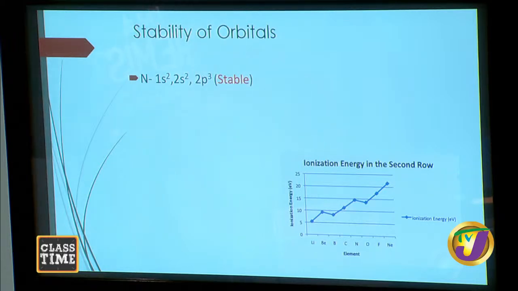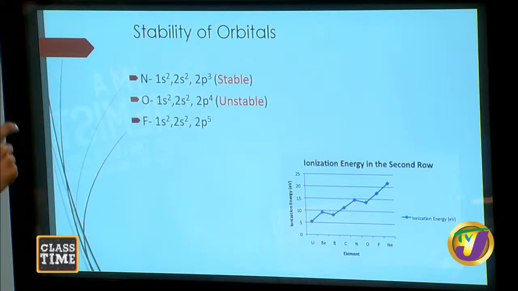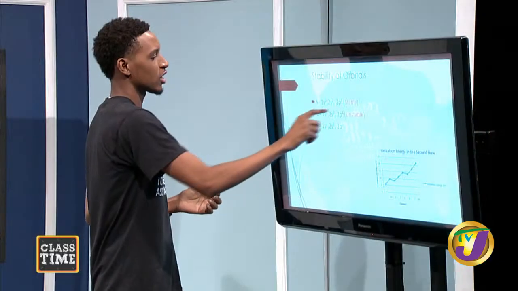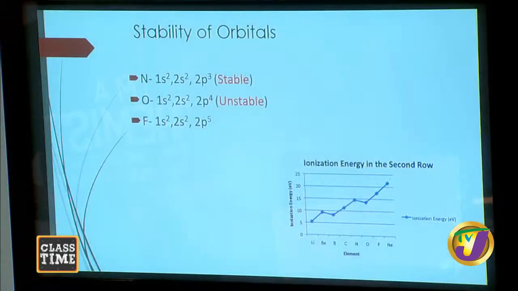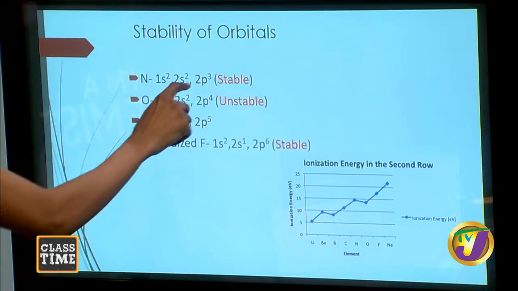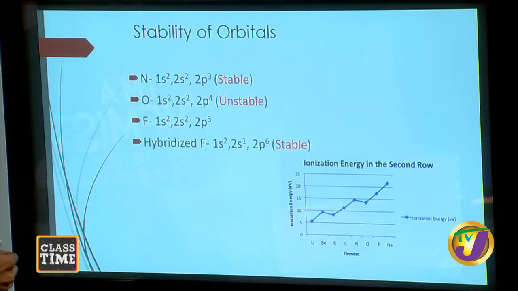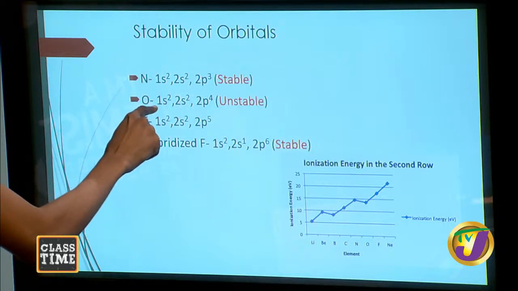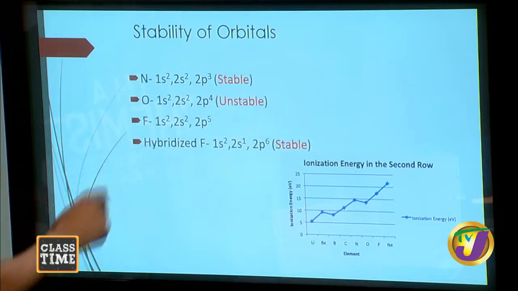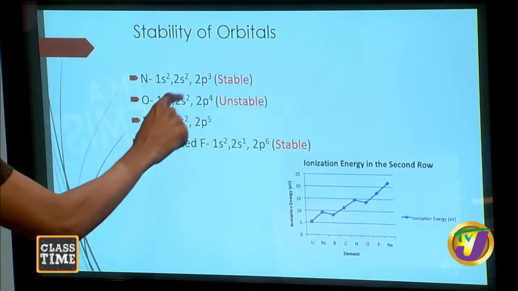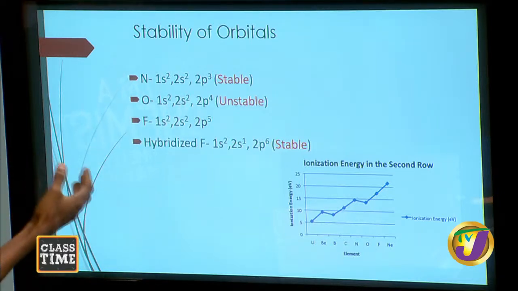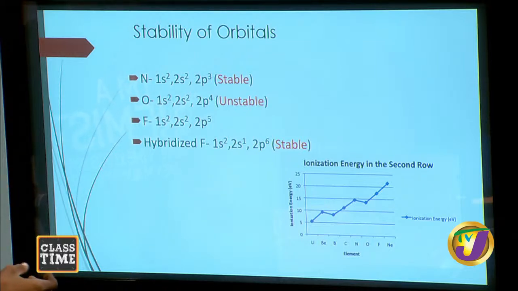So let's take a look at the others. With nitrogen, the electronic configuration is 1s2, 2s2, 2p3. So this is stable because the 2p orbital is half filled. With oxygen, we have the electronic configuration 1s2, 2s2, 2p4. No, this is not completely full, nor is it half filled. Even if an electronic transition were to take place, it would still not be completely full or half filled.